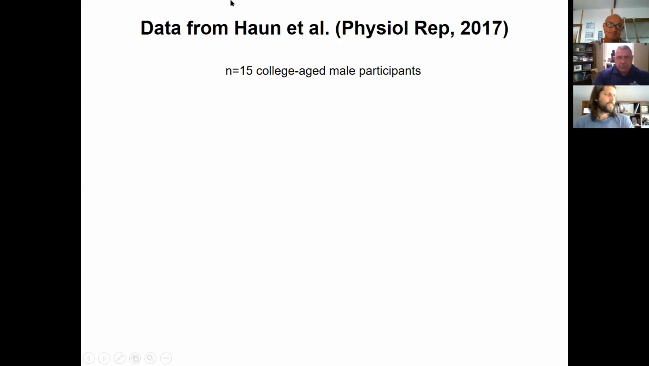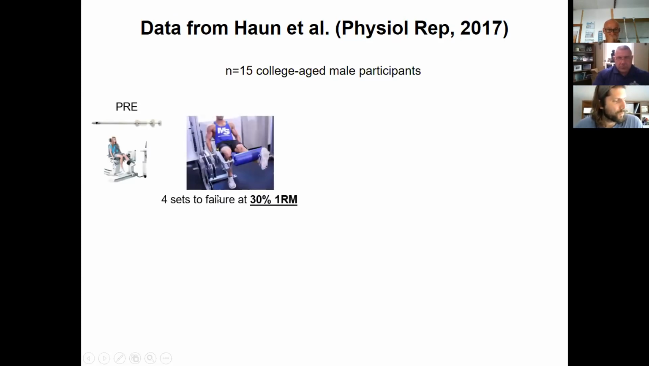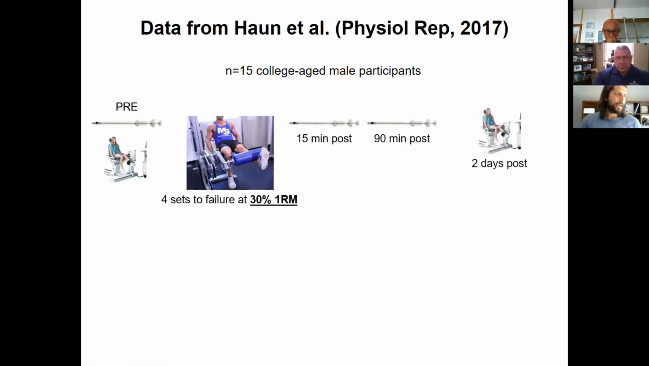So Cody's study, we had 15 college-age male participants. Study design was a pre-muscle biopsy. They did 4 sets of failure at 30% 1RM, with biopsies at 15 and 90 minutes post, and then 2 days later, we did Biodex. And by the way, we did Biodex at pre as well. So we have a lot of biopsies here, and then we have a pre and 2-day post Biodex with light load training to failure.